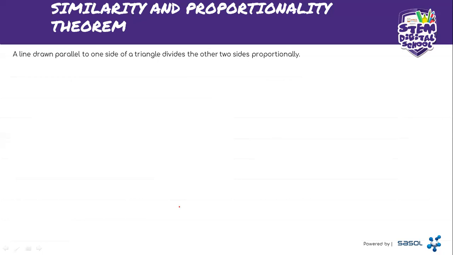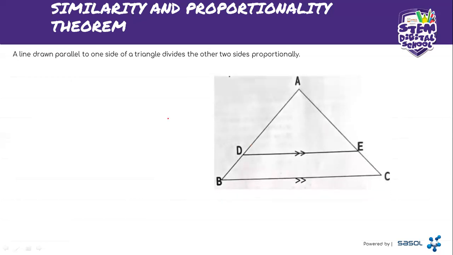A line drawn parallel to one side of a triangle divides the other two sides proportionally. Now let's have that picture there. You can see that there's a line which is line DE, right? Now remember, previously we had the triangle ABC, right? Now when we draw a line DE, which is parallel to the other side, which is BC, then what is going to happen?